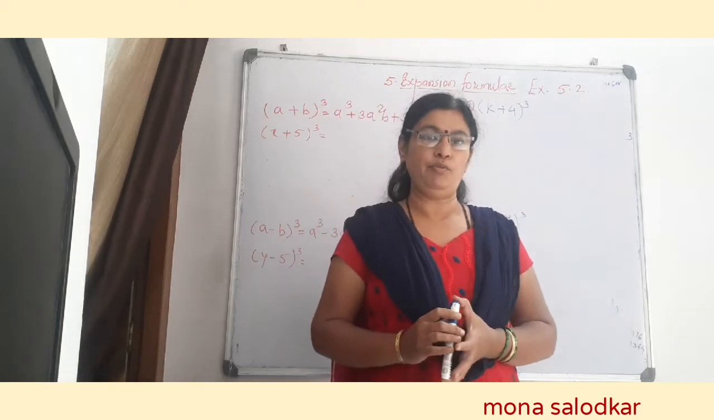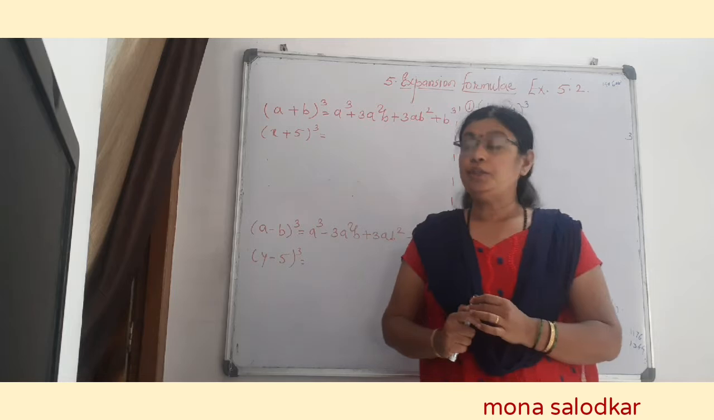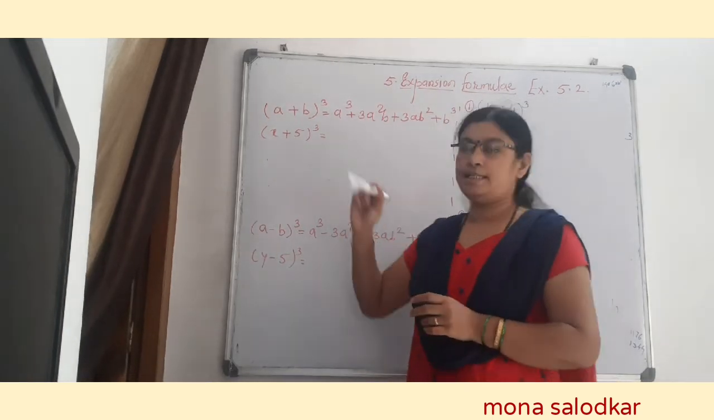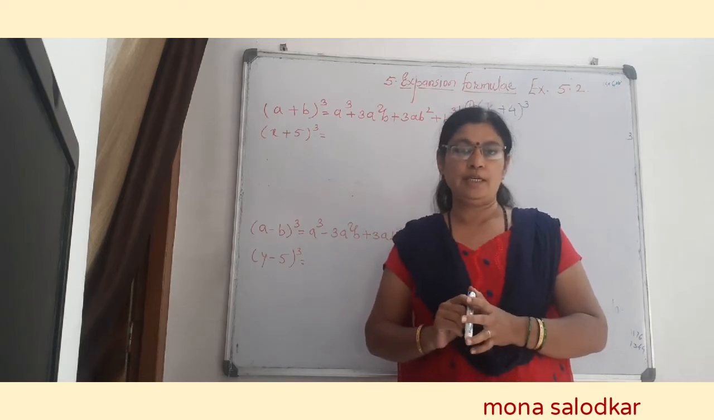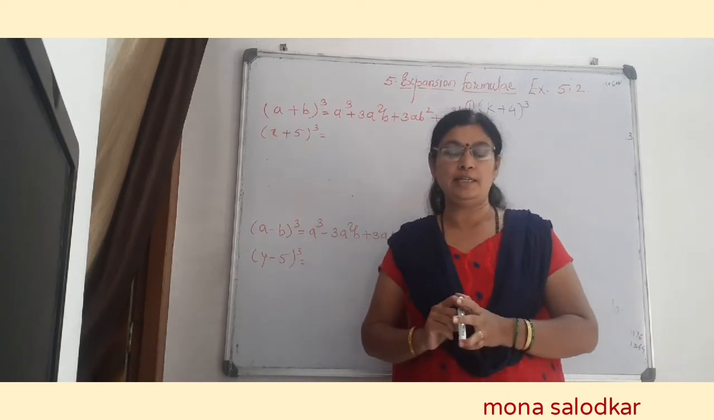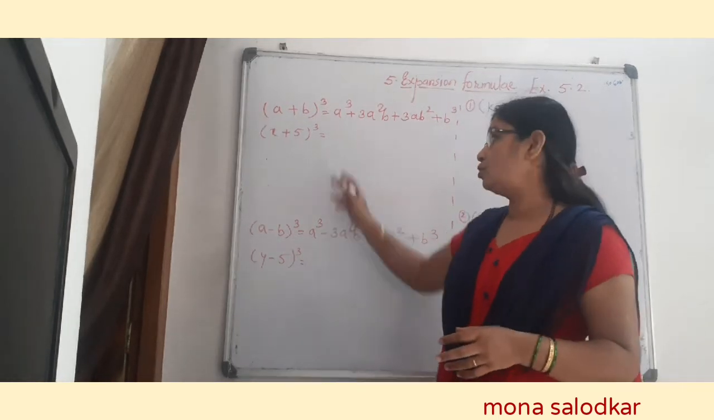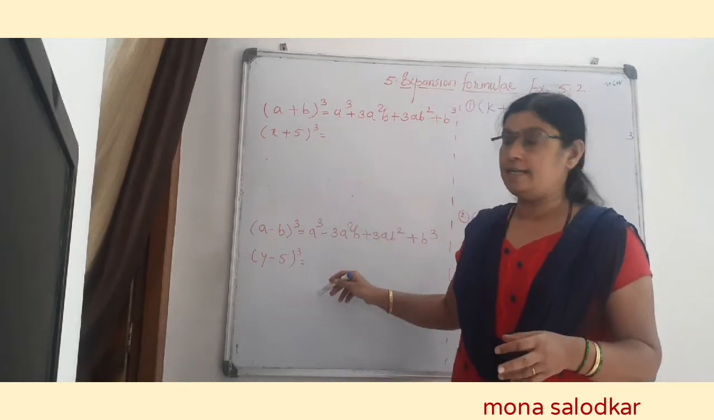In the previous period we have already completed exercise 5.1. We have seen some formulas of identities, that is (a plus b) whole square, (a minus b) whole square, a square minus b square, and (x plus a) into (x plus b). Now let's see two more identities, which are very important in 9th and 10th standard also.